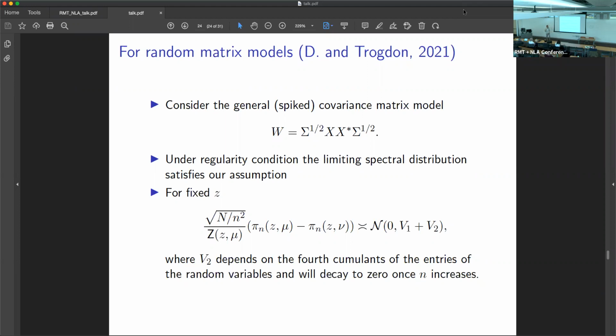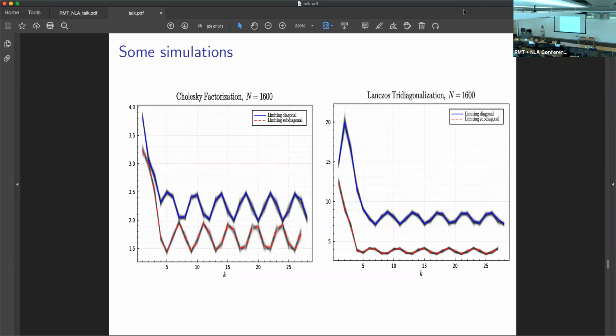Basically, this means that the universality becomes more transparent if you do more and more iterations, which is kind of satisfying. But for a fixed small n, the variance will depend on the fourth cumulants of the random variables. And now I will try to provide some simulations.